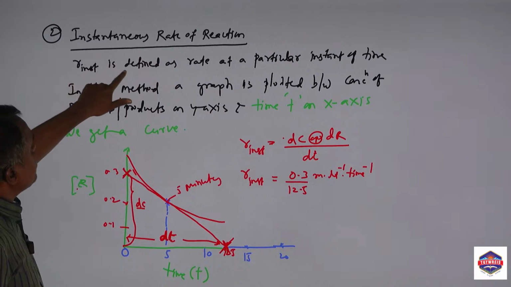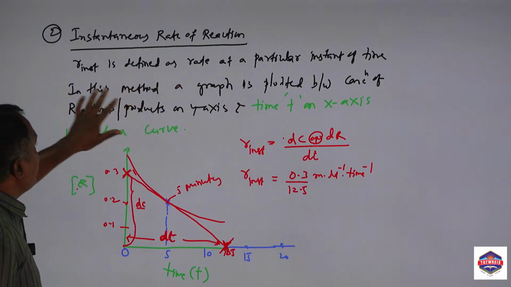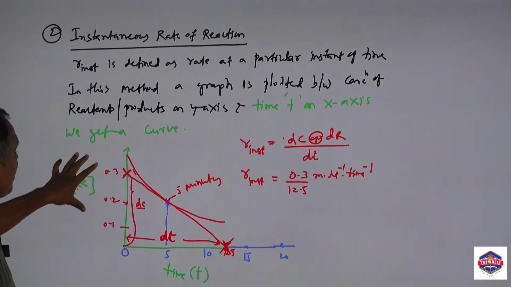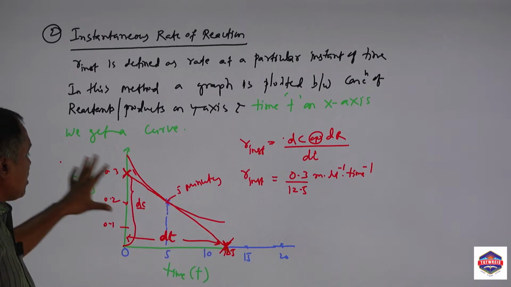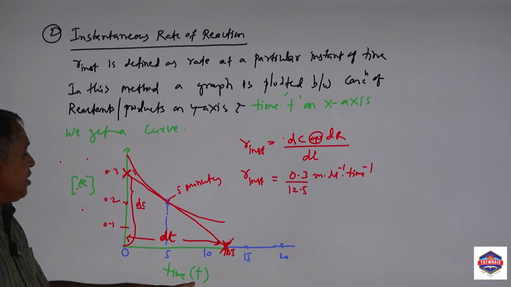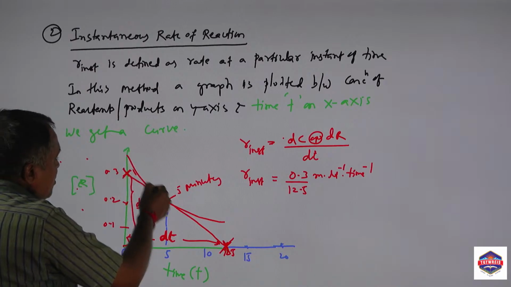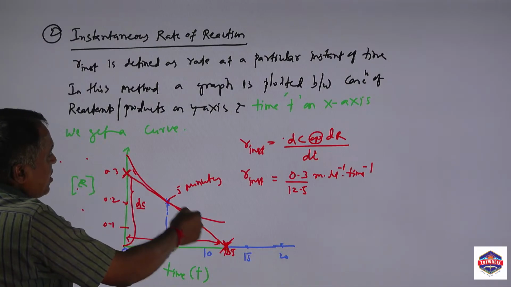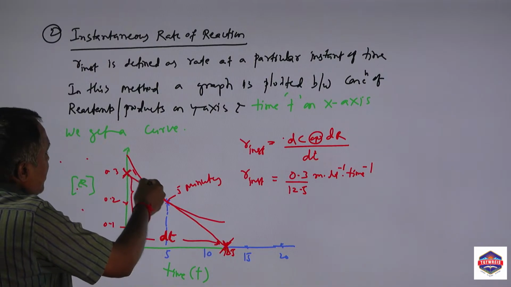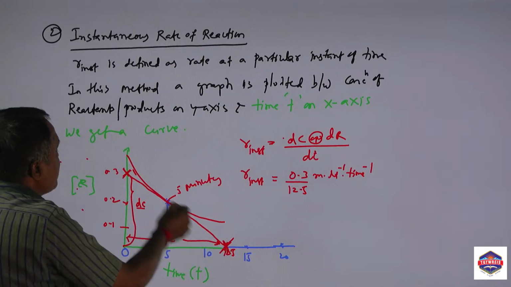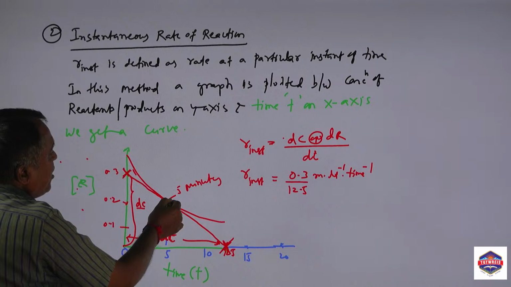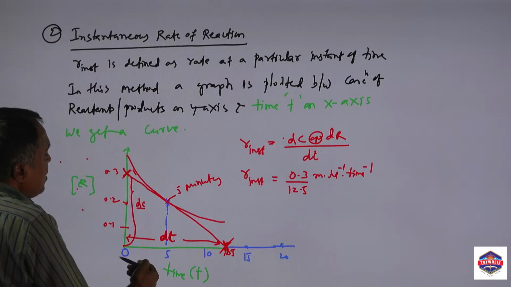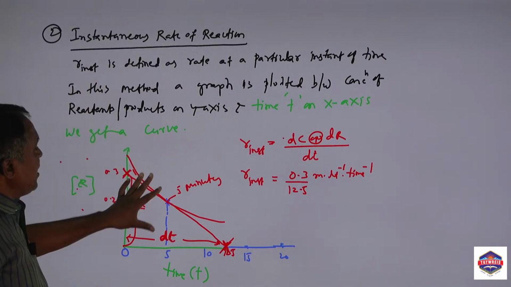So, instantaneous rate is defined as the rate at a particular instant of time. In this method, a graph is plotted with the concentration of reactant on the y-axis and time t on the x-axis. We get a curve like this. A tangent line is drawn. This tangent line touches the curve at a given instant of time, that is 5 minutes. Therefore, it is the instantaneous rate at 5 minutes.